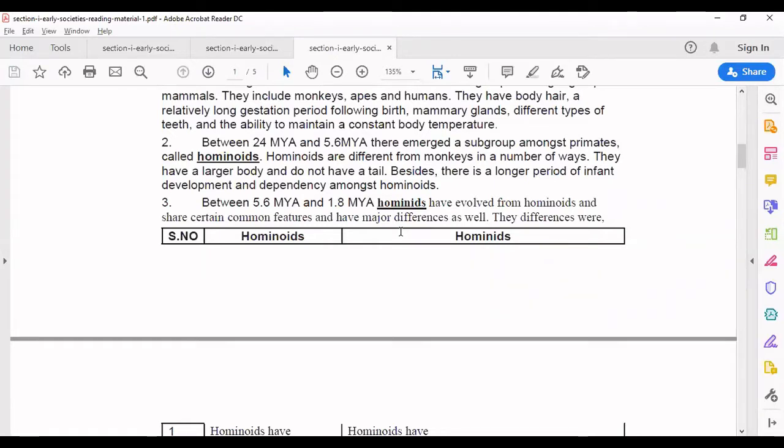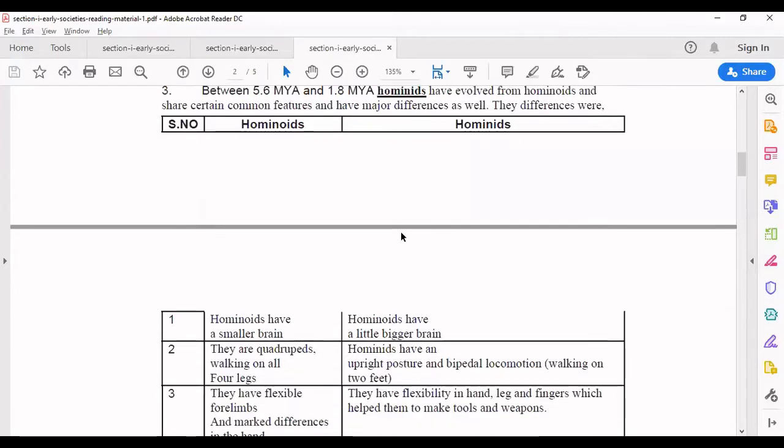Now, between 5.6 million years ago and 1.8 million years ago, hominids evolved from hominoids. So hominoids became hominids. Although there were certain common features, they had major differences. So these are the differences between hominoids and hominids.